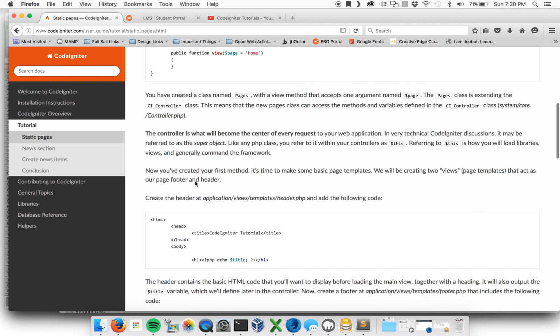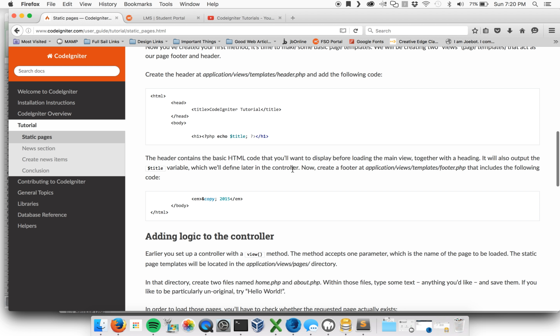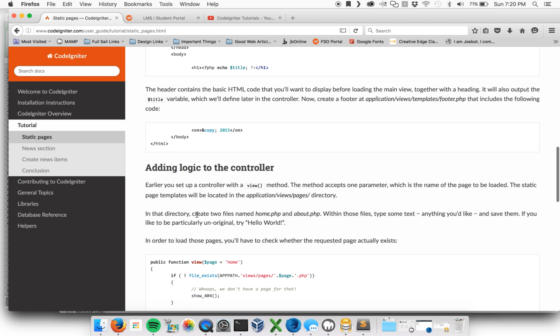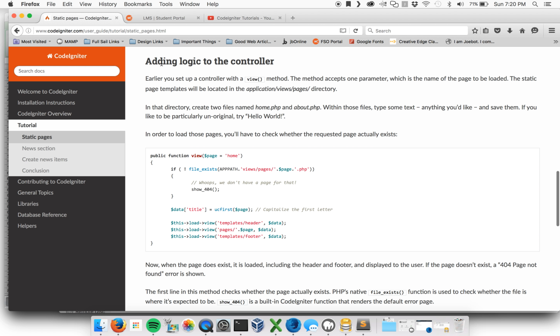Pages.php. I put this in there. I came down here. I went into the views templates header.php. I created that file. I did this. I also created the footer in the same place in the views folder, and all of that seems to have worked. But this was where I kind of got thrown off.